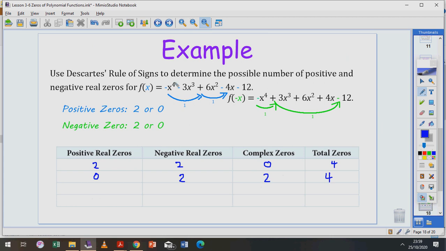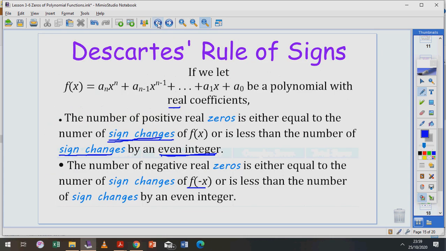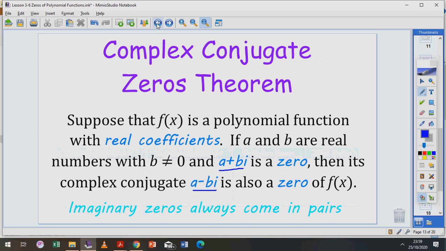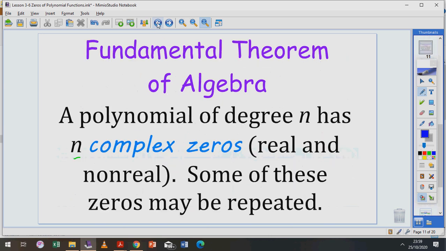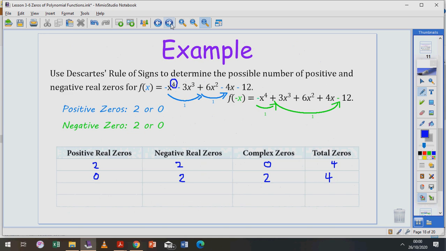This is a polynomial of degree 4, and being a polynomial of degree 4, the fundamental theorem of algebra has to hold: a polynomial of degree n must have n complex zeros, a total of n zeros, including real and non-real zeros. So that's why the total in this table has to be 4. The total of all the complex and real zeros has to be 4.